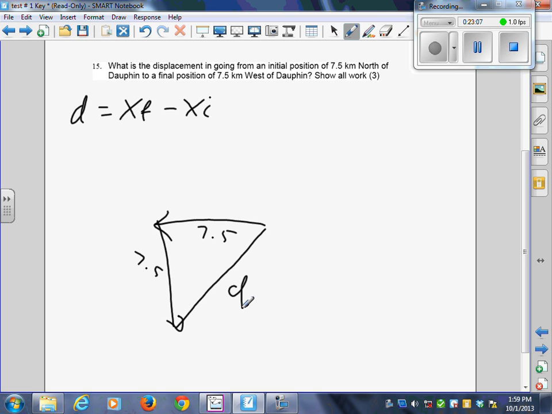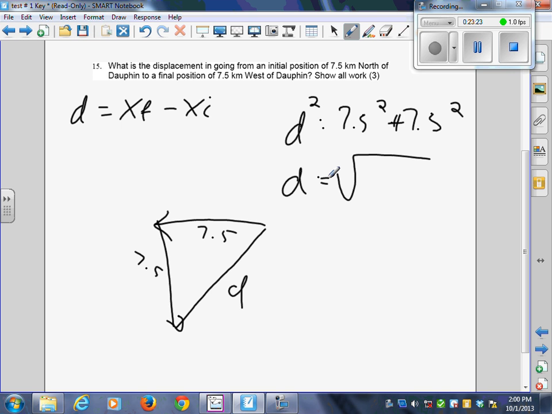I need to see it. I need to know that you get vector subtraction means something. Then you write b squared equals 7.5 squared plus 7.5 squared. B equals square root of whatever that is, 112.5. Displacement, 10.6 kilometers. This angle, once again, is going to be 45, but you really should show me that you know how that is calculated.